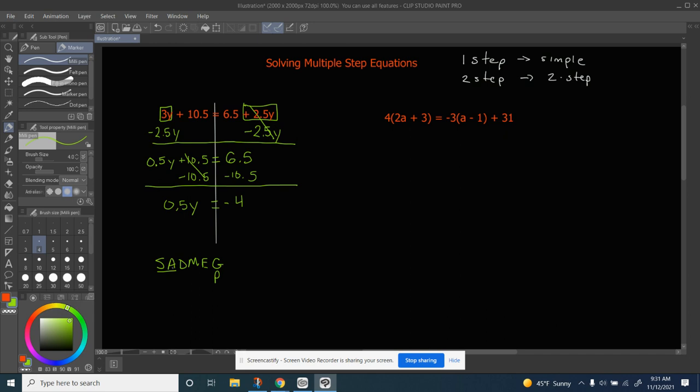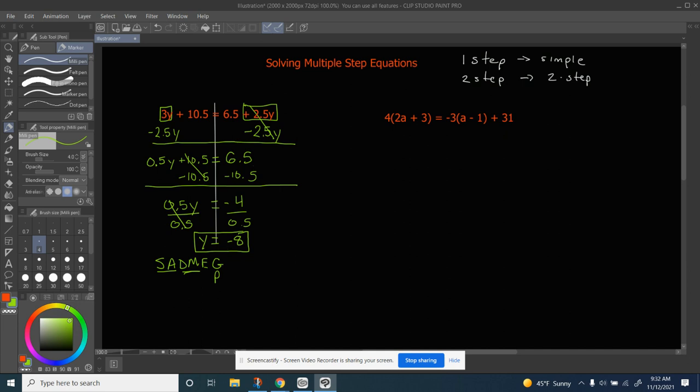Now, there's nothing else being subtracted or added, so we move on to the division and multiplication. And y is being multiplied by 0.5. So to remove this, let's divide by 0.5. 0.5 divided by 0.5 is 1, and 1 times y is y. And negative 4 divided by 0.5 is negative 8. And so we have solved this, and we have found the value of y to be negative 8.